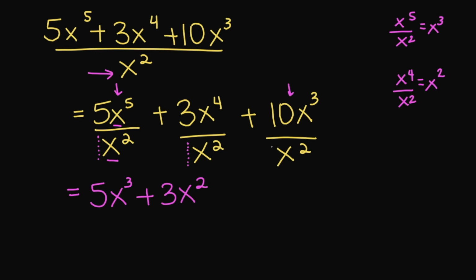So we have 10 divided by our imaginary 1. This is going to equal a positive 10. And then we have x cubed minus x squared. This is just going to give us x.